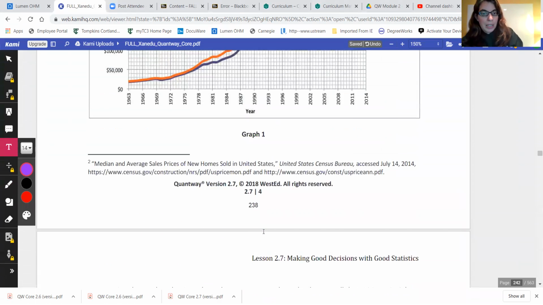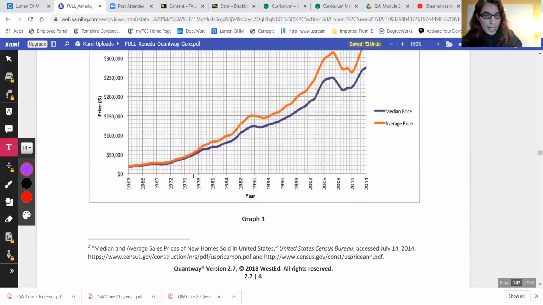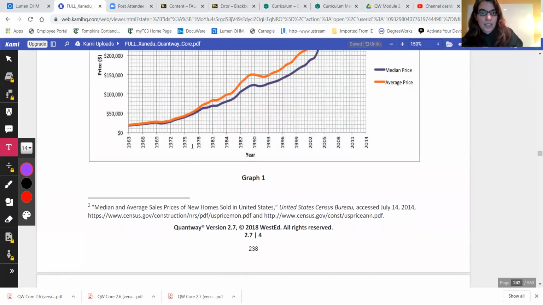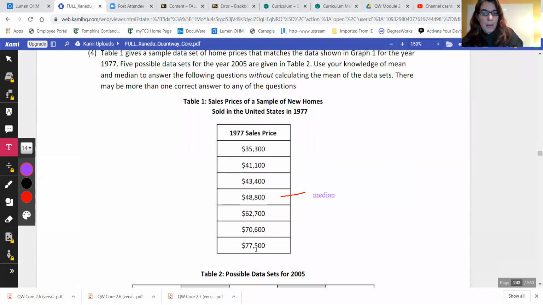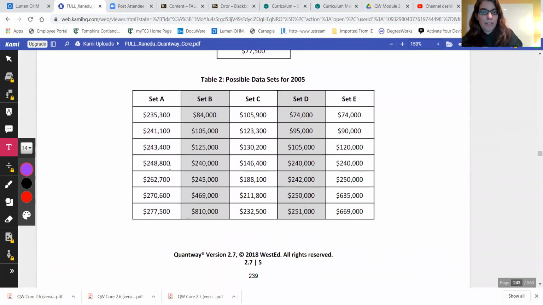So let's take a look at the graph for a minute. It says there the median is 48.8. These aren't split up the most perfect way here, but 1977 is right around here. We can see that, yes, the median is just under 50,000. And then we can see that the average is slightly higher than the median. If we added these up and found the mean, it would be just a little bit higher than the median.